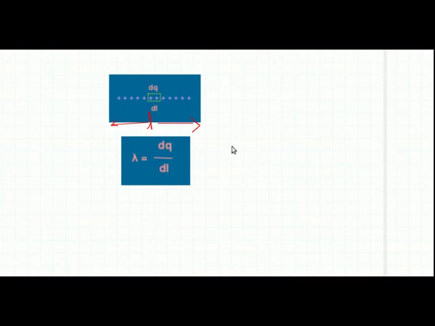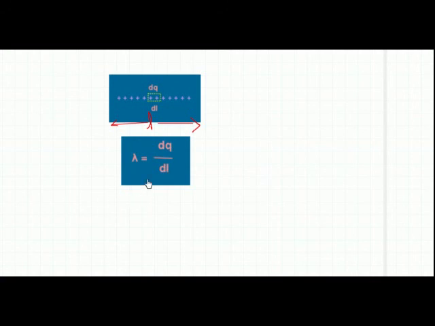Now suppose that dq is a small charge on a small portion of length dl, where L is the total length of the wire. Therefore the linear charge density in this case is given by lambda is equal to dq by dl, because it is the ratio of charge to length. Here you are considering a small length dl that contains a charge dq. Therefore the charge to length ratio is dq by dl.